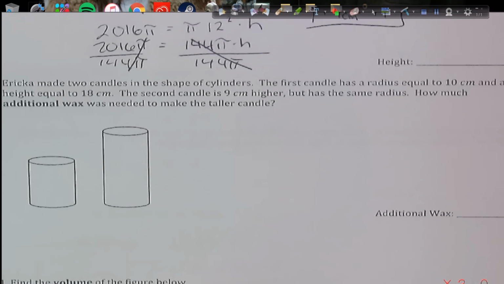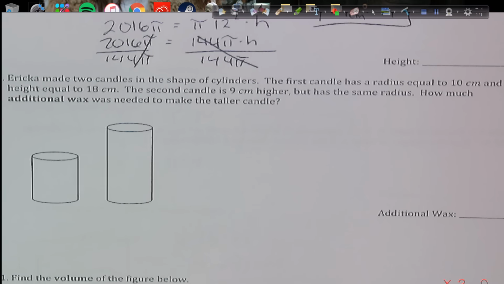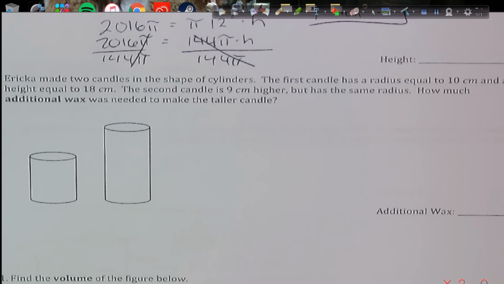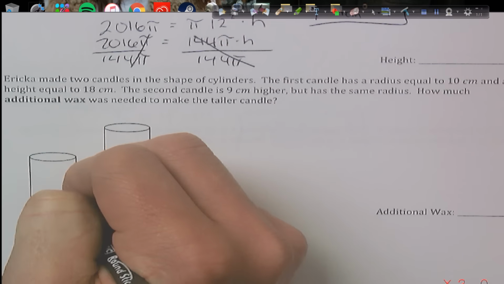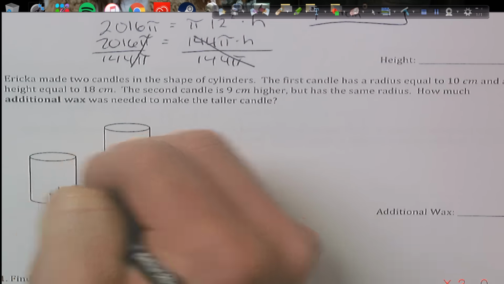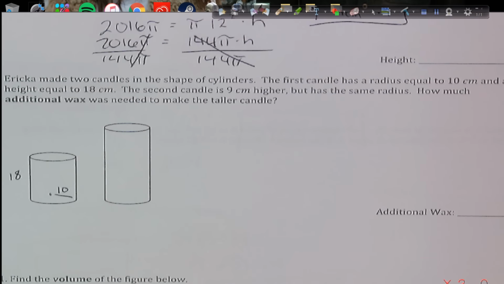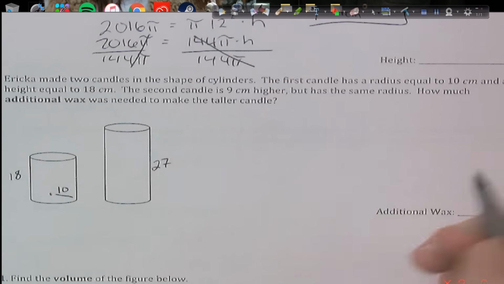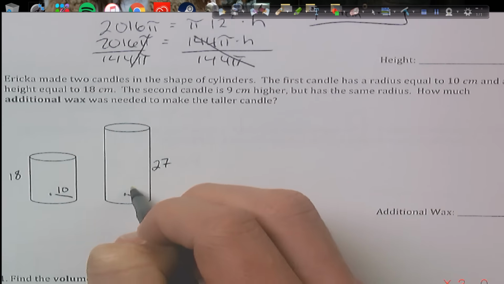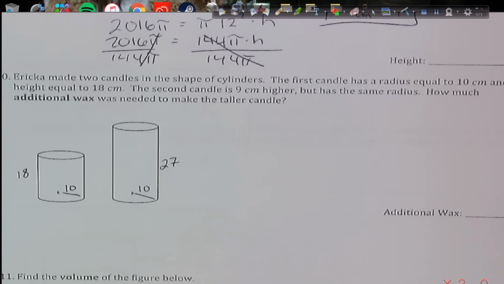Erica made 2 candles in the shape of cylinders. The first candle has a radius of 10 and a height of 18. So let's go ahead and do that. The second is 9 higher, so if I do 18 plus 9, I believe I get 27. It has the same radius. How much additional wax is needed to make the taller candle?